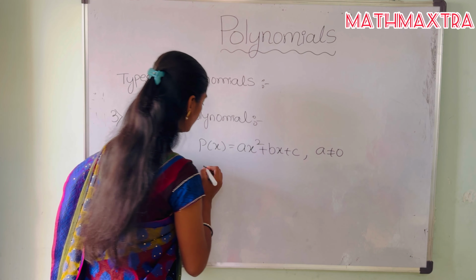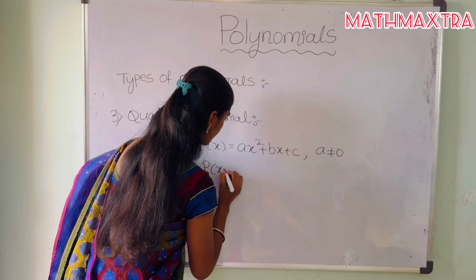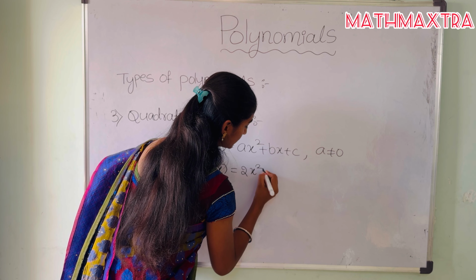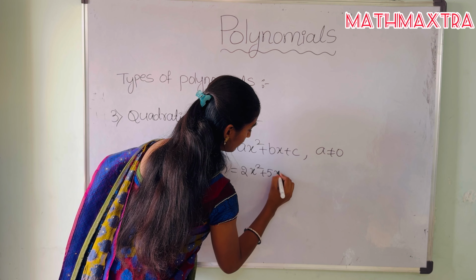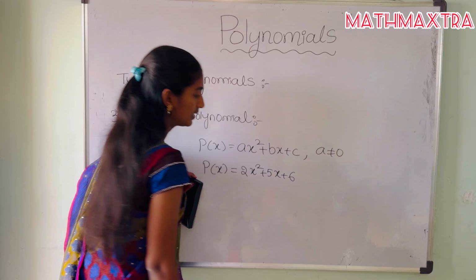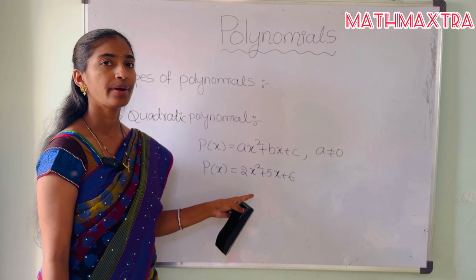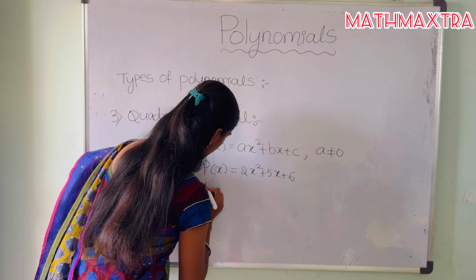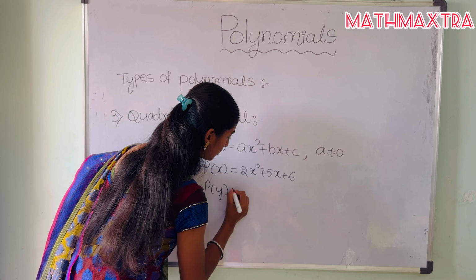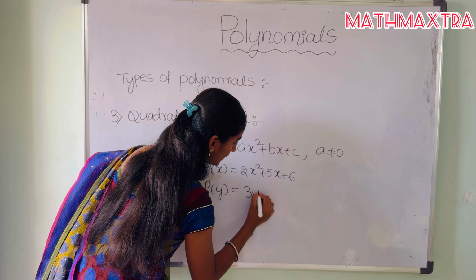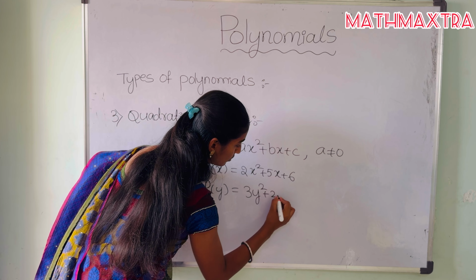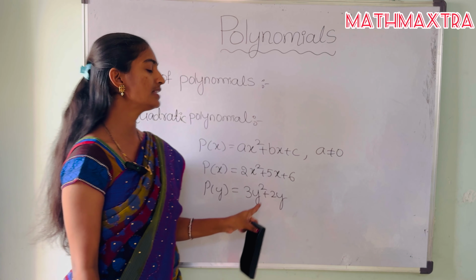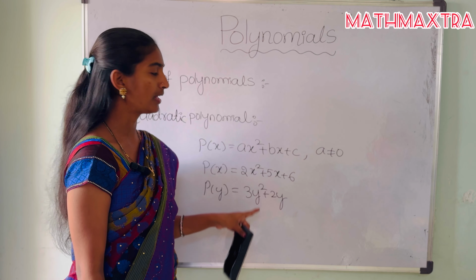For example, this p of x can be 2x square plus 5x plus 6. Yes, is this a quadratic polynomial? Yes, it is a quadratic polynomial. P of y is equal to 3y square plus 2y. Is this a quadratic polynomial? Yes, this is a quadratic polynomial.